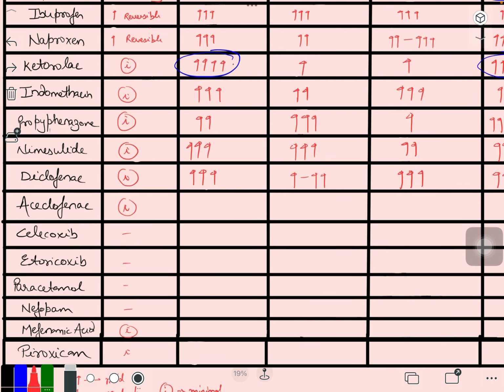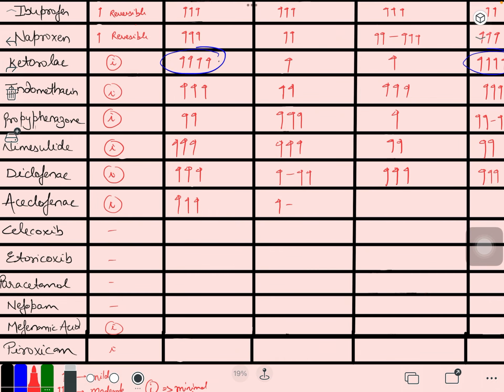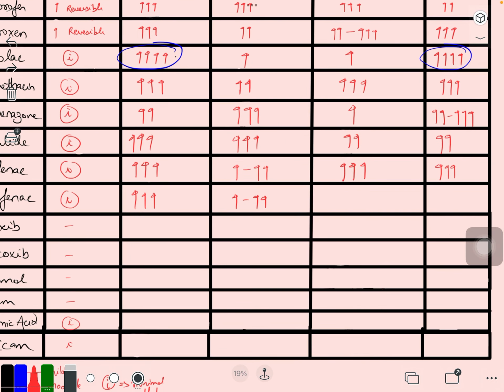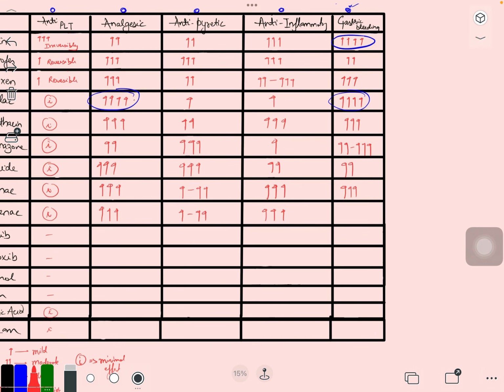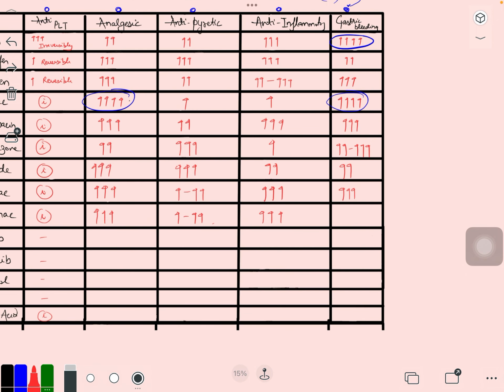Now there's aceclofenac, similar to diclofenac, with the same properties. It has a high analgesic property. It has mild to moderate antipyretic property, and then it has a high anti-inflammatory property. This was the antipyretic, sorry. And lastly, it has a moderate risk.